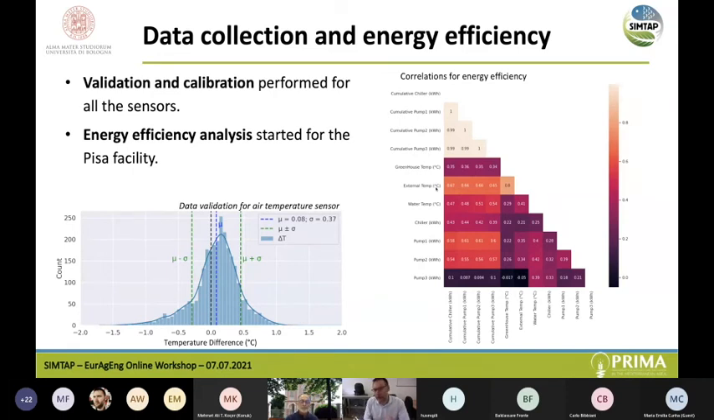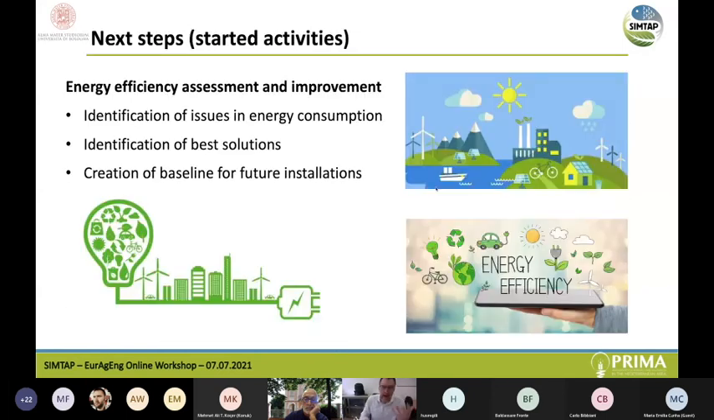And we are analyzing energy consumption, energy needs in relation to external and internal conditions, water and air conditions. So we are trying to define the most energy demanding steps, periods and processes, and this will be the basis for analyzing how we can improve the energy efficiency of this pilot.